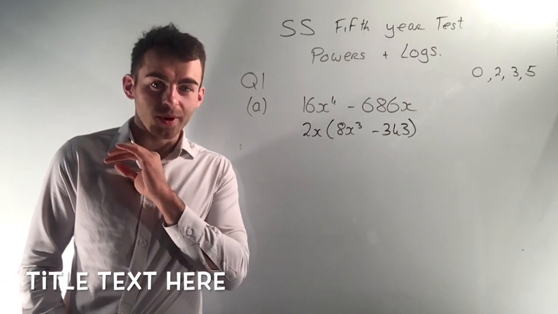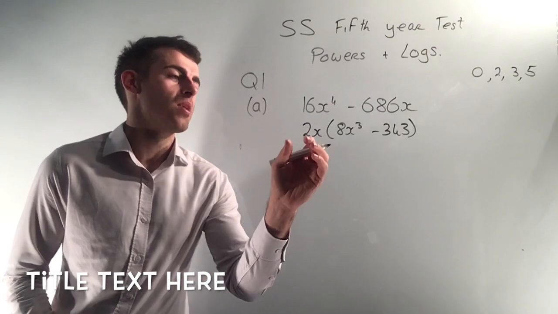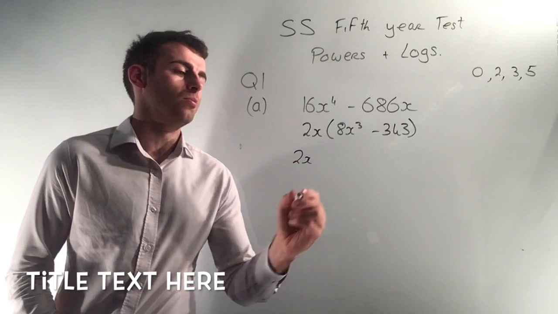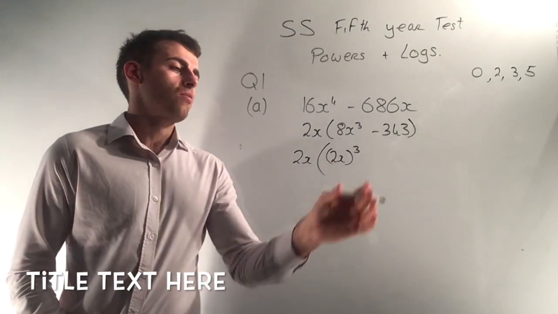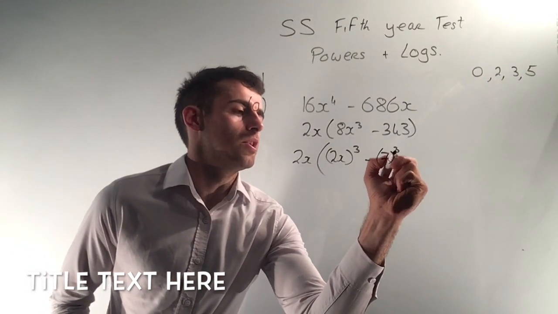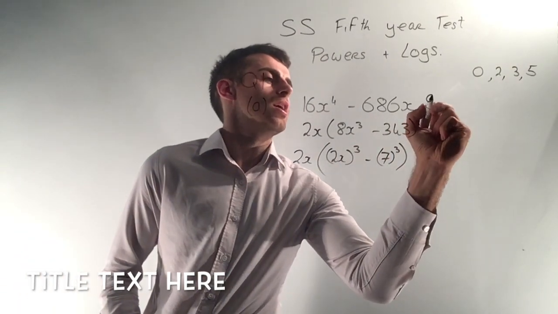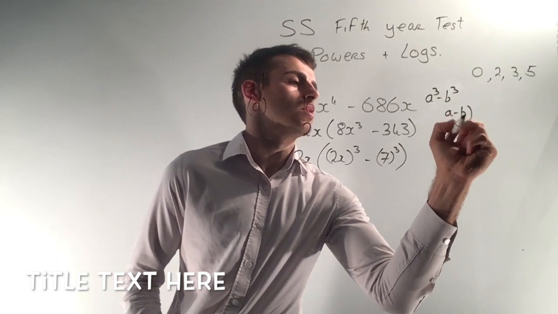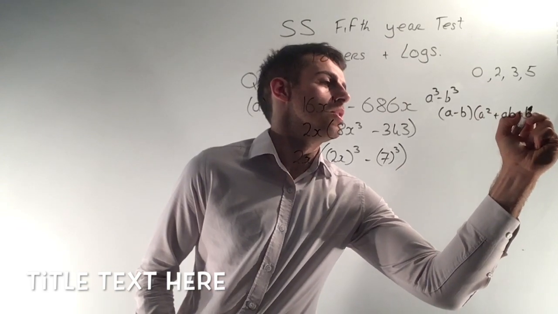cubes. And no one had any excuses for not remembering the formula, because I gave you so many hints on this one. So you should recognize that rather than calling this 8x cubed, we can actually view that as 2x to be cubed. Rather than calling this 343, I can actually say that's 7 to be cubed. Now, our formula for the difference of two cubes is that a cubed minus b cubed is equal to a minus b times a squared plus ab plus b squared.